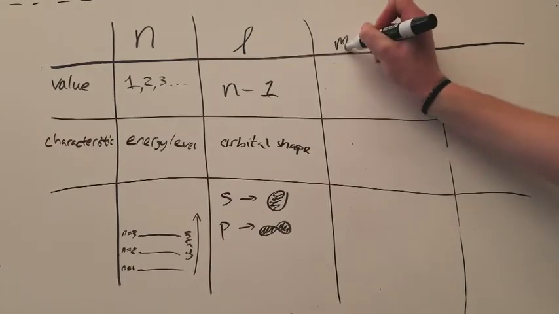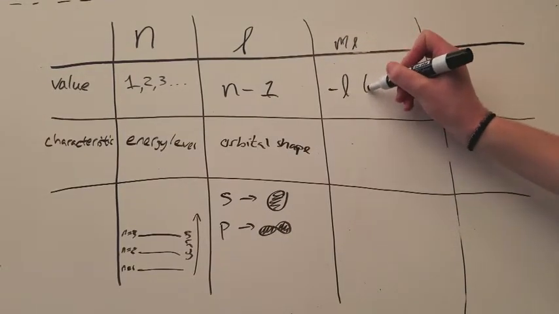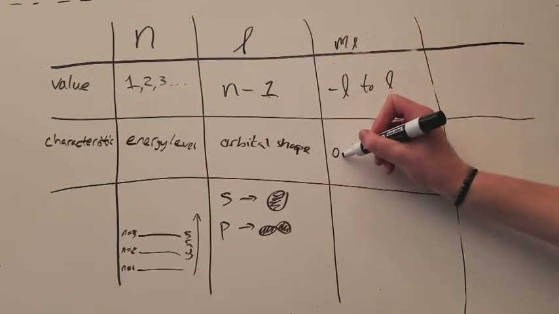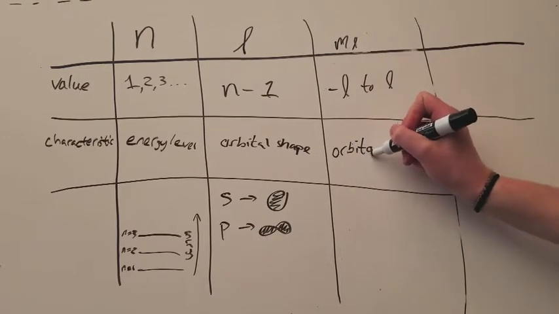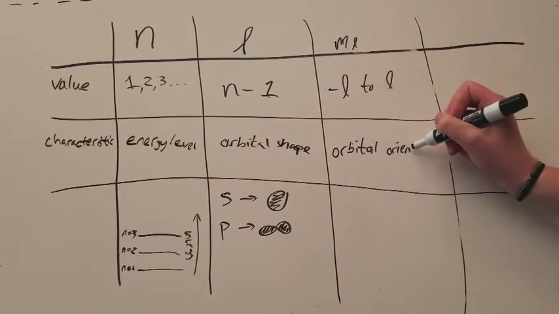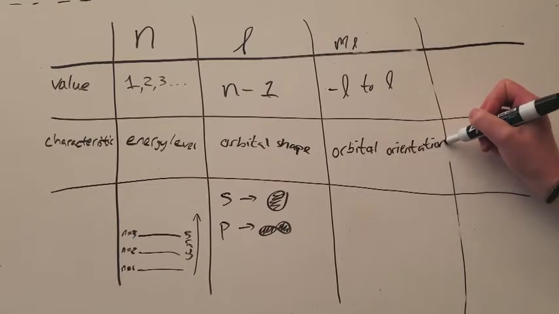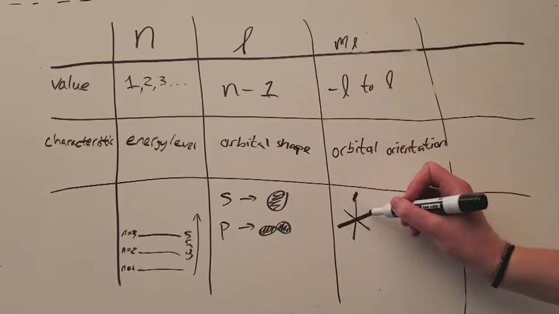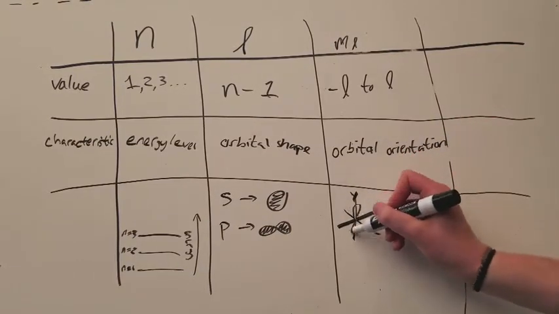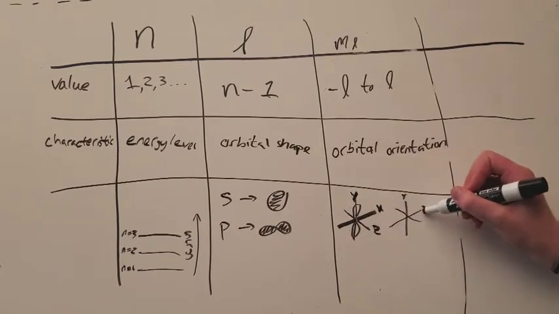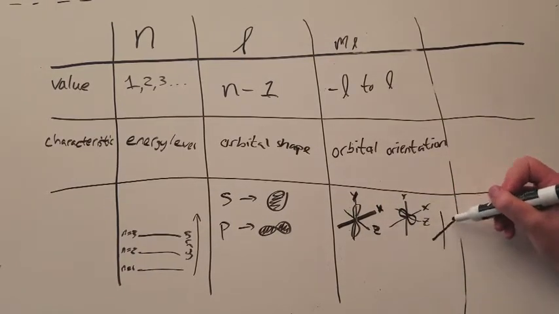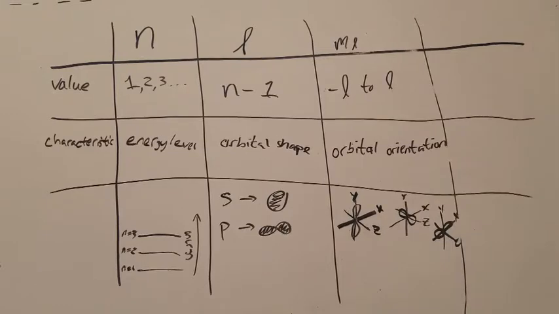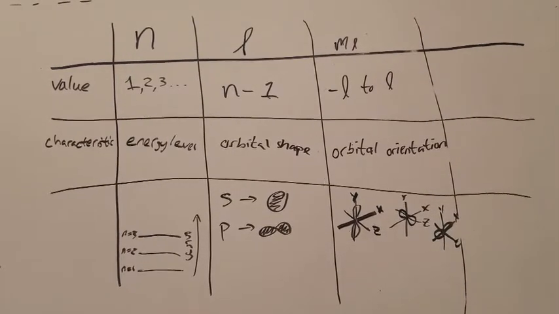The third quantum number is known as the magnetic quantum number. It can be any value from negative L to positive L. This indicates the orientation of the orbital. Here is an example of the different orientations of the p orbital. The dumbbells can be drawn oriented along the x-axis, the y-axis, or the z-axis.